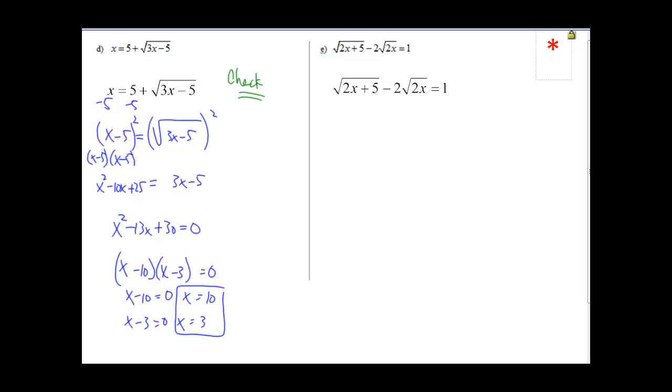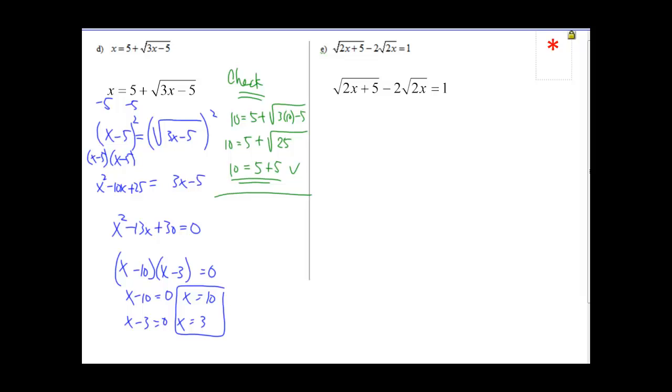So I'm going to try 10 first. 10 equals 5 plus the square root of 3 times 10 minus 5. So 10 should be equal to 5 plus the square root of 30 minus 5, which is 25. 10 should equal 5 plus 5, which is true.